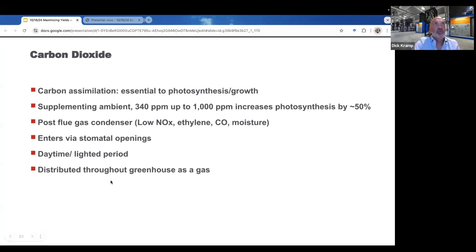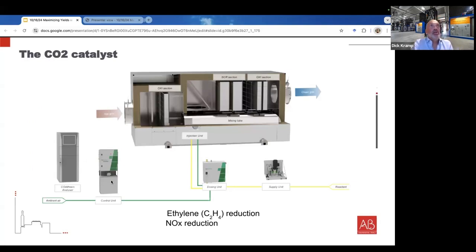What can be a great combination with CHP, by the way? Our system is based on a catalyst. The exhaust gas goes into a catalyst where we are reducing ethylene, because during the combustion process there can be unburned hydrocarbons, which are reduced by the oxygen section of the catalyst. And then there is a NOx section, the SCR section, that is reducing the NOx going into the greenhouse.